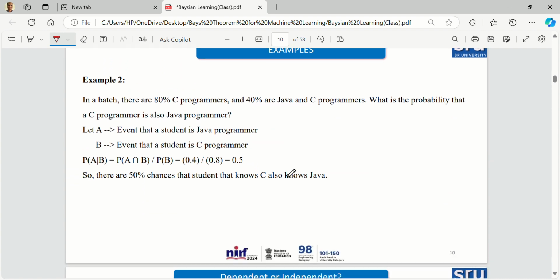Second example: in a batch there are 80% C programmers and 40% Java and C programmers. What is the probability that a C programmer is also a Java programmer? Let A be the event that a student is a Java programmer, B the event that a student is a C programmer. So probability of A given B is equal to probability of A intersection B divided by probability of B. All data is available. Java and C is 40%, C is 80%. So 0.4 divided by 0.8, again you get a 50% chance.